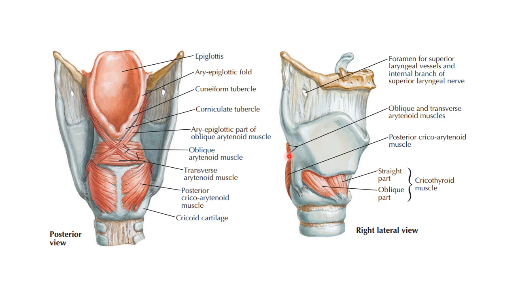Here would be the oblique and transverse arytenoid muscles forming a bulge. And then you have here the posterior cricoarytenoid muscle. And lastly, seen here would be the cricothyroid muscle, which connects the thyroid lamina to the cricoid. And when this contracts, it pulls on the thyroid inferiorly to tighten the vocal fold. And that will produce a higher pitch.